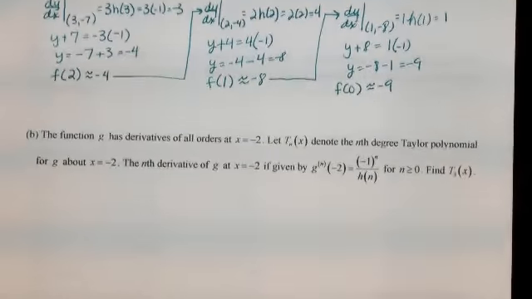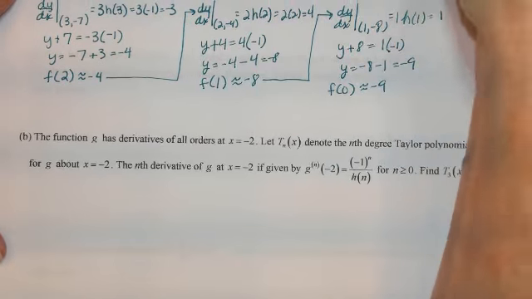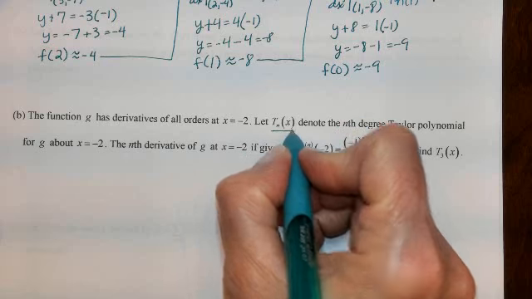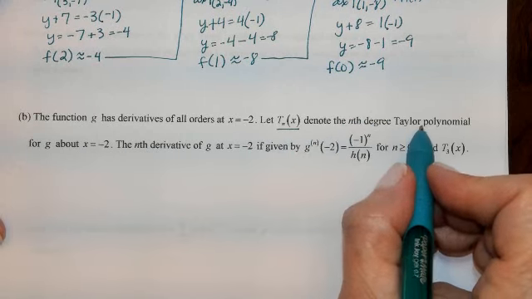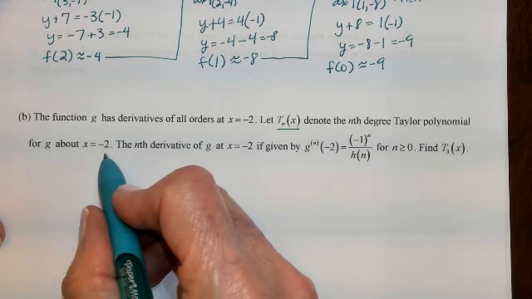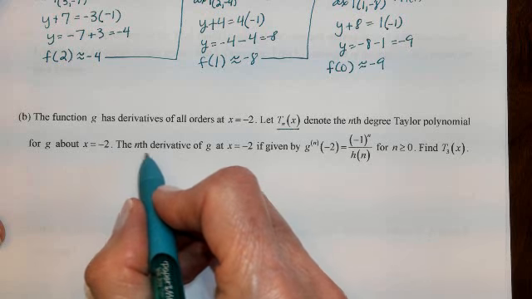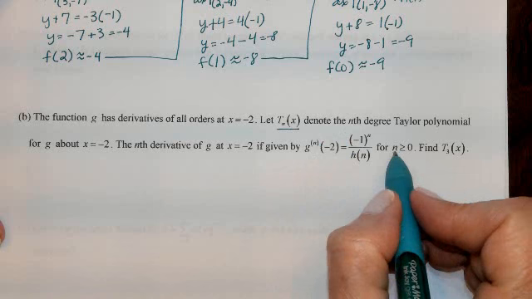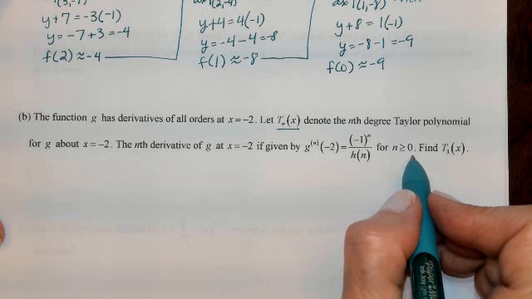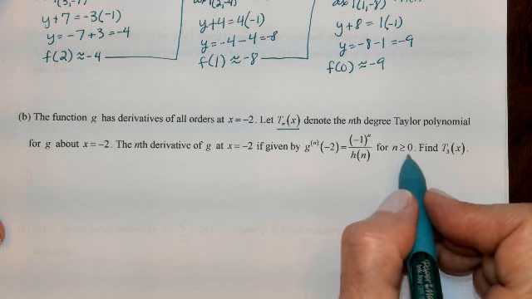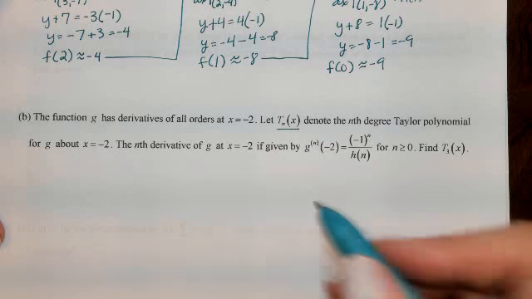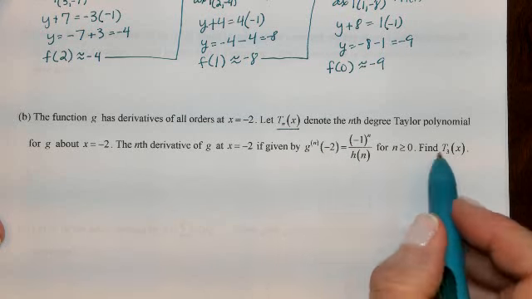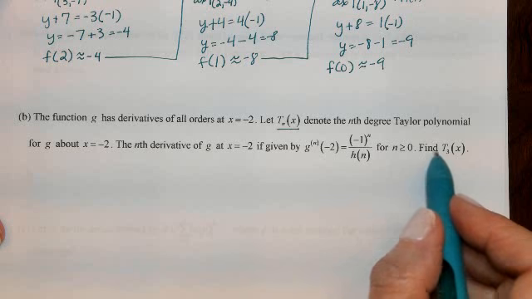Okay, part B. The function g has derivatives of all orders at x equals -2. Let t sub n denote the nth degree Taylor polynomial for g about x equals -2. The nth derivative of g at x equals -2 is given by this formula, for n greater than or equal to 0. So even at the 0th derivative, which is just the function, this formula will work. And we need to find the third degree Taylor polynomial.